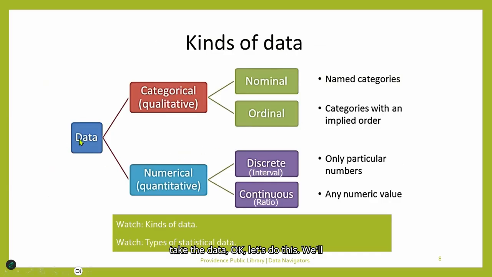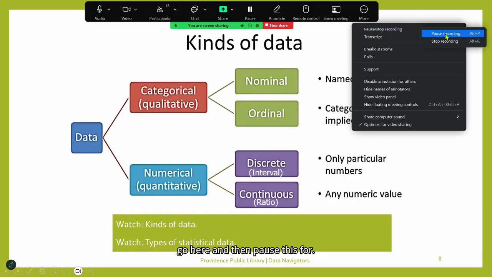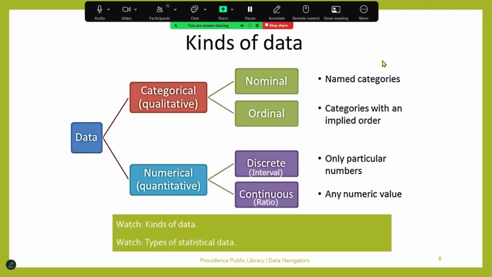If we take the data, okay, let's do this. We'll watch this two video. Let me go here and then pause this. All right. So we have two data types, right? One is categorical and another one is numerical. We can also call category as qualitative data, and numerical data can also be called quantitative data.